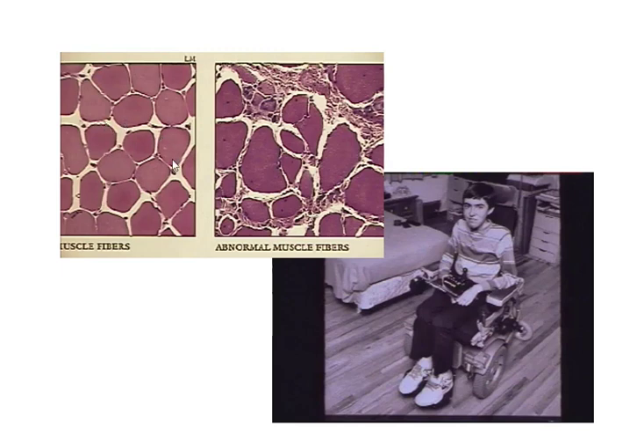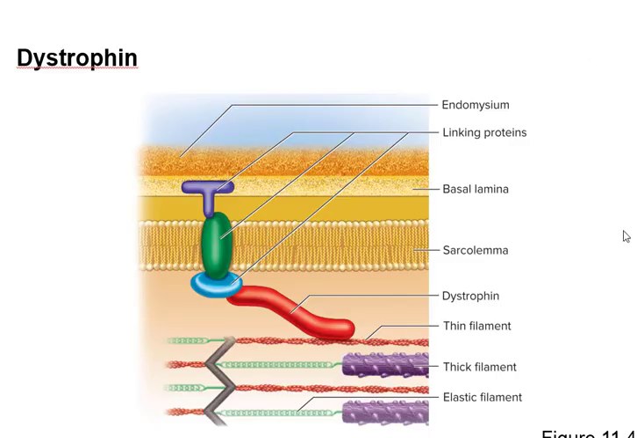This is what normal muscle fibers look like, the endomysium. And this is what someone who has muscular dystrophy, this is what their muscle fibers look like. So under the microscope you can see that it is not at all normal looking.